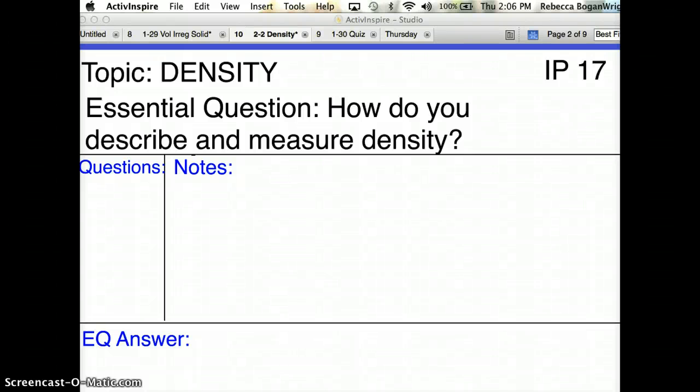So what you guys are going to do this weekend is take some notes on IP17 on the topic of density. You're going to write this at the top of the page, copy down the essential question: how do you describe and measure density? Go ahead and pause this video so that you can set up your notes at this time.